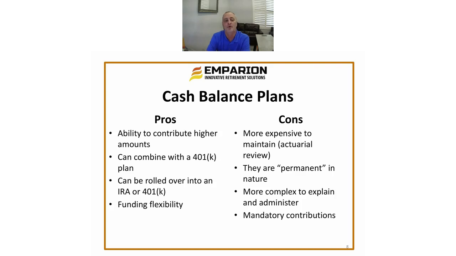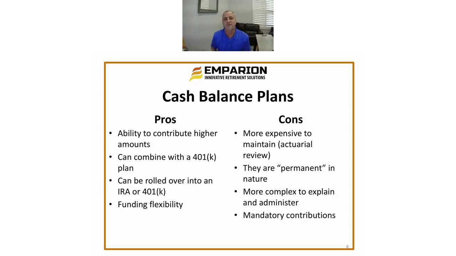They also can be rolled over into an IRA or 401k. That is typically the exit strategy. These are great plans to have when you have high income and you want to make some large contributions. But once you get to a point where maybe your business is winding down, maybe you're going to sell your company or something, and you're going to terminate your plan, you can typically terminate and roll it over into an IRA or 401k. So it makes it very simple and easy. At the end of the day, you'll follow the IRS rules for the IRAs once you get to that point.